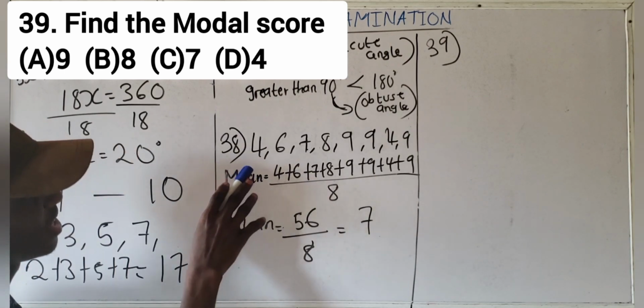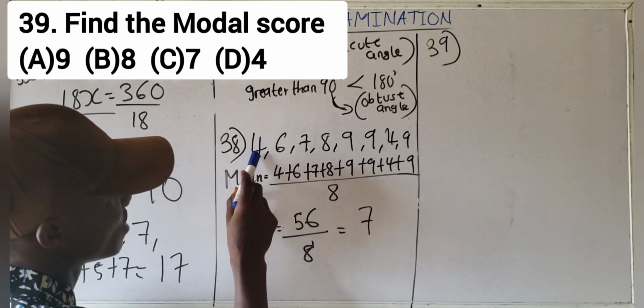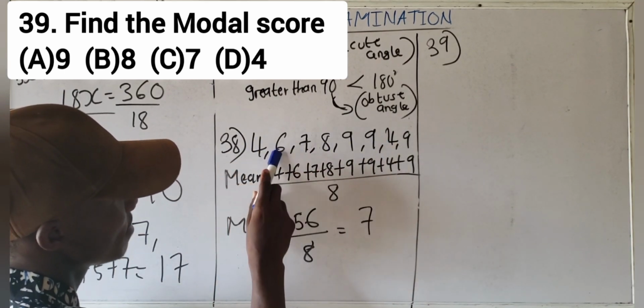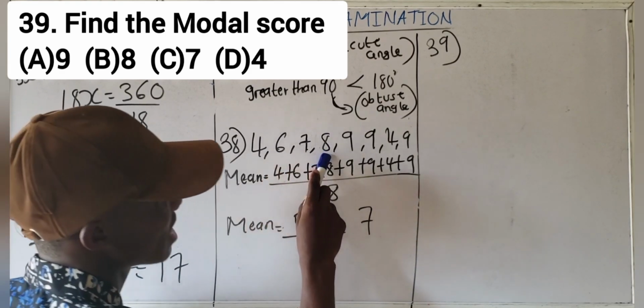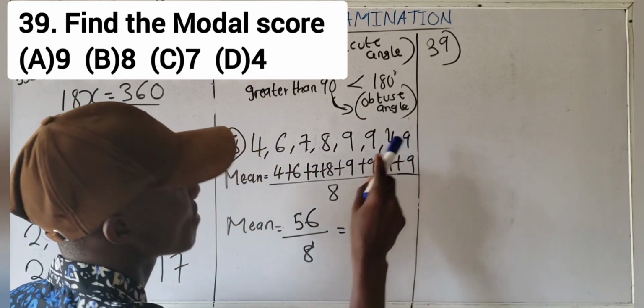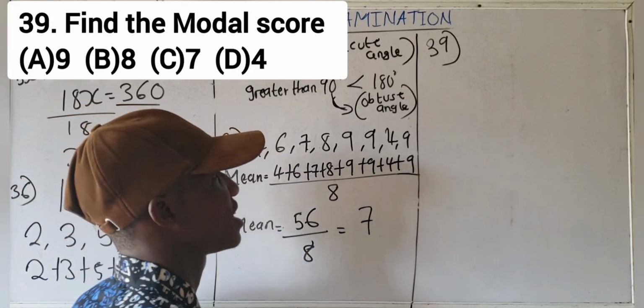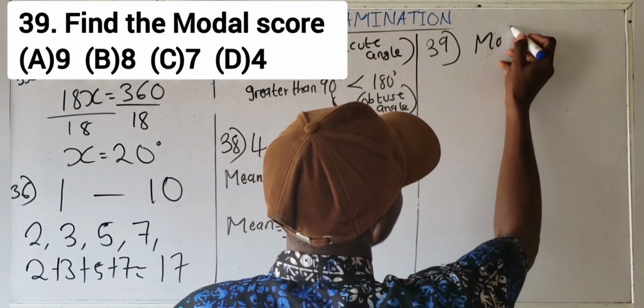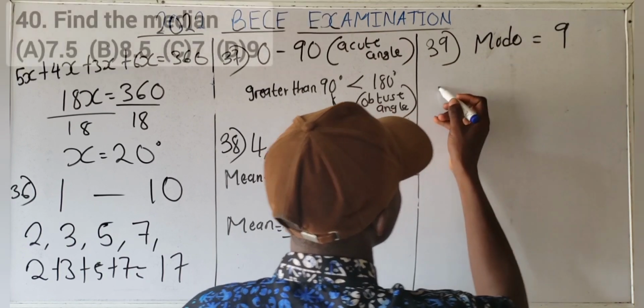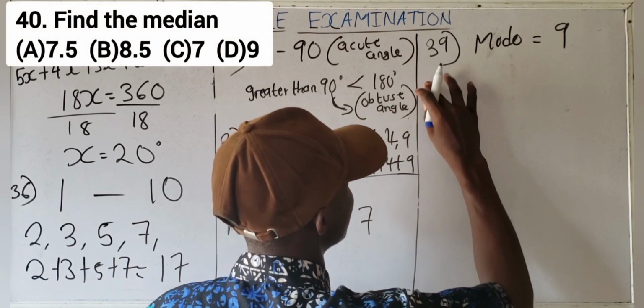So now let's check. 4 comes 2 times. We have 6, how many times? 1 time. 7, 1 time. 8, 1 time. 9, 1, 2, 3. We have 9 coming 3 times. So the mode is 9. The mode of the data is 9. Okay, so let's proceed to question number 40.